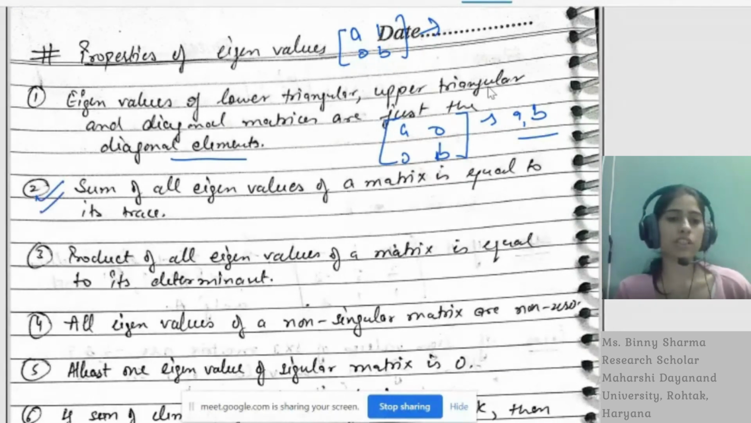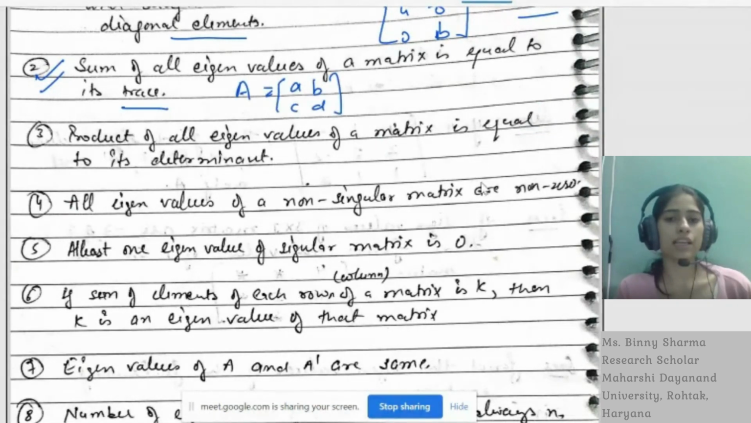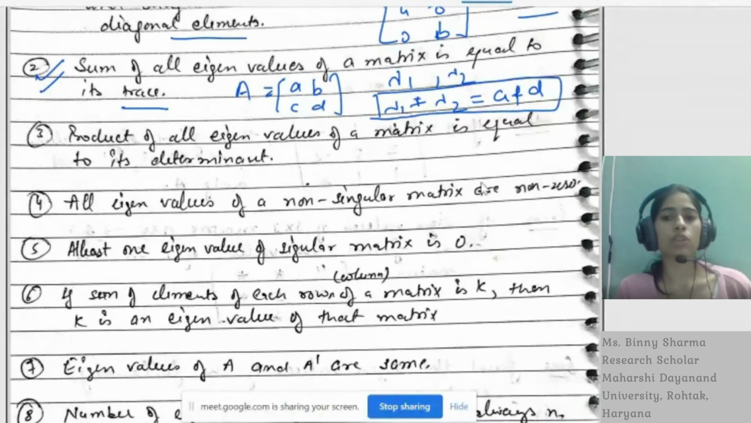This is a very important result. The sum of all eigenvalues of a matrix is equal to its trace. If we have a matrix [a b; c d] and its eigenvalues are lambda 1, lambda 2, then lambda 1 plus lambda 2 equals a plus d.